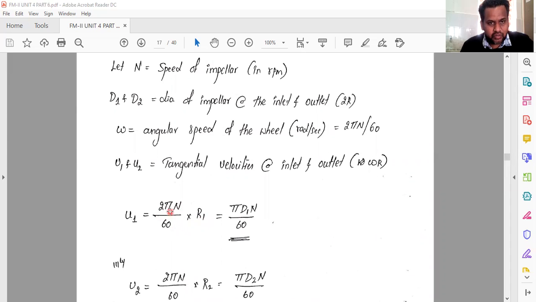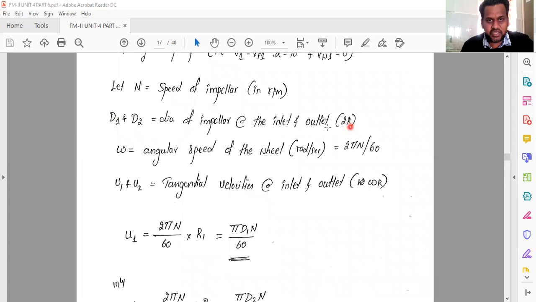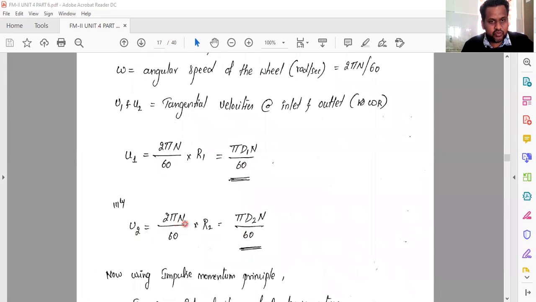Keep 2 pi N the same. Correct. 2 into r1. So 2 times radius is nothing but diameter. So 2 into r1 is nothing but d1. So I have written pi into d1 into N divided by 60. Similarly, u2 is equal to 2 pi N divided by 60 into r2. So 2 into r2 is d2. So pi d2 N divided by 60.